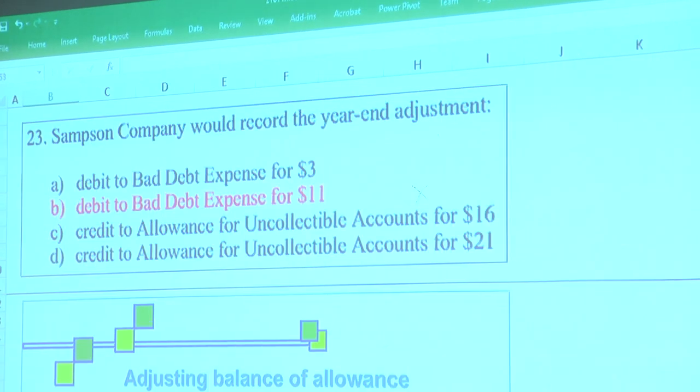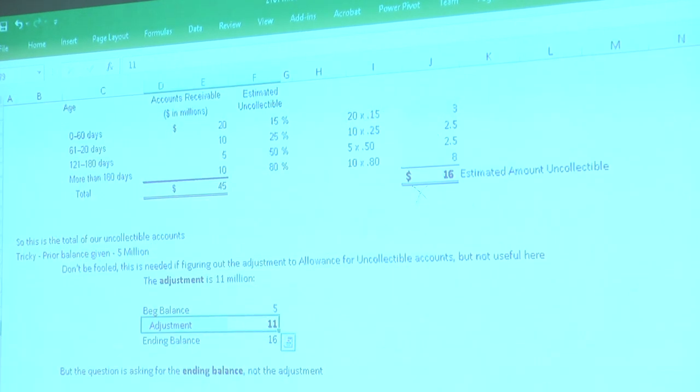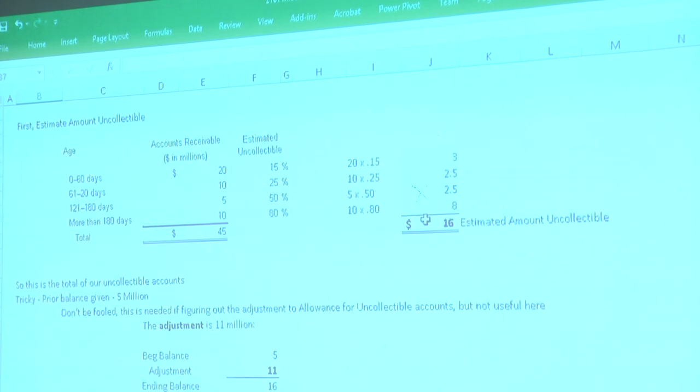Just if you're curious, sometimes the answer could be the same for both. For example, if our estimated uncollectible accounts are 16 million, but our prior balance was 0, then our adjustment is 16 million and our ending balance is 16 million. So you could see questions like that too.